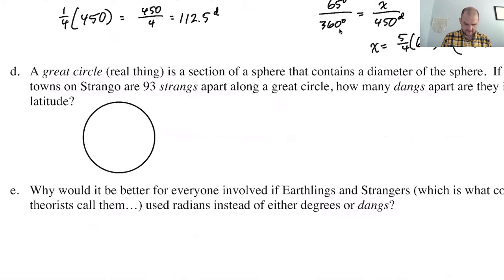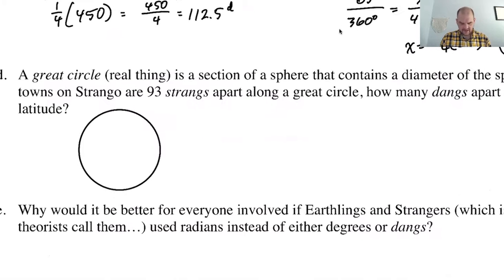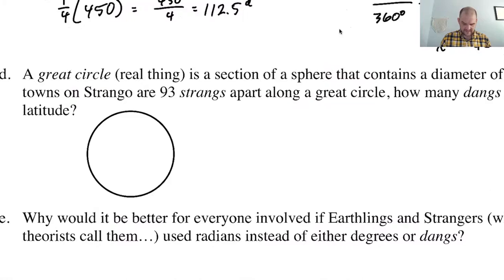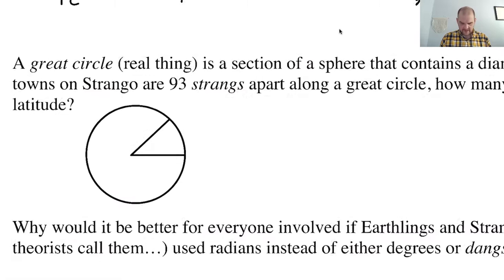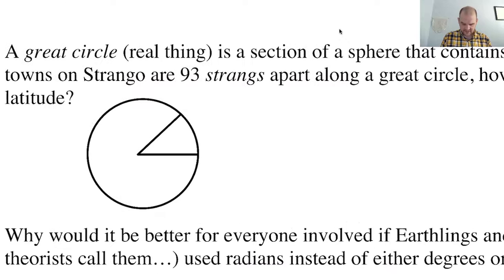So this is our planet, I guess. And then we have two things, and they're 93 strings apart. So I'm going to try to go horizontal here. Let's say there, and then we'll put another one. I don't really know what would be reasonable. So they're 93 strings apart, so that's actually an arc length.